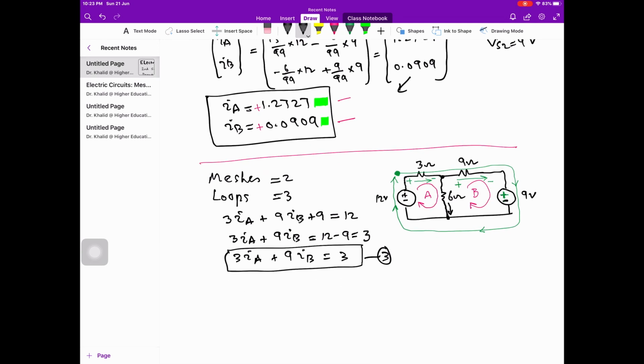How many variables do we want to evaluate? The number of variables is equal to 2. How many maximum equations do we need? 2. But what about this third equation?